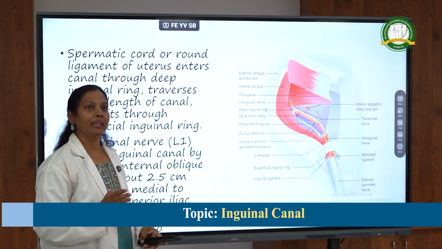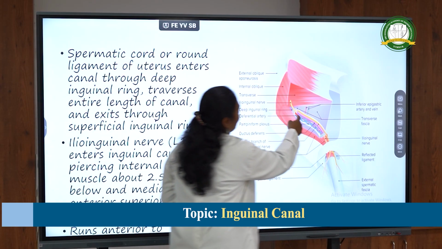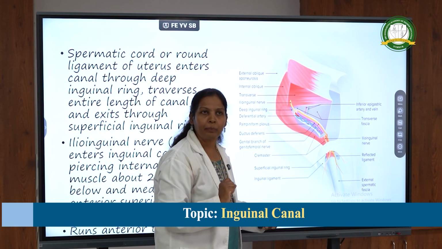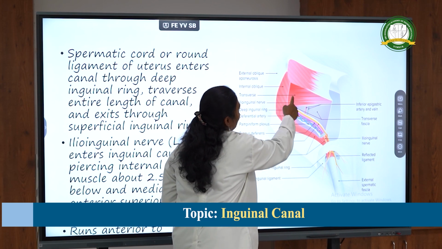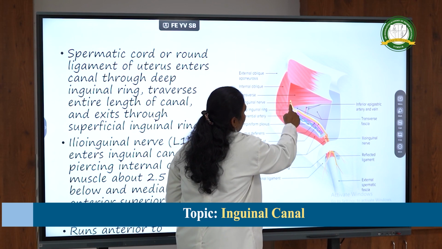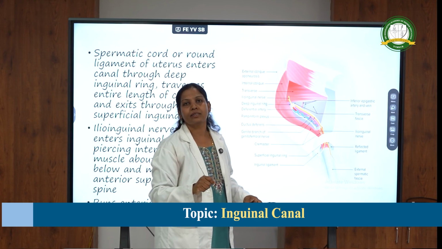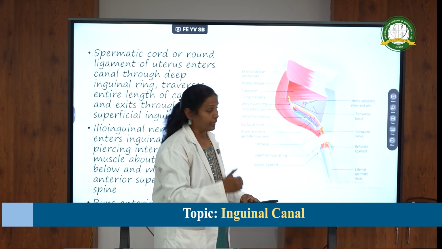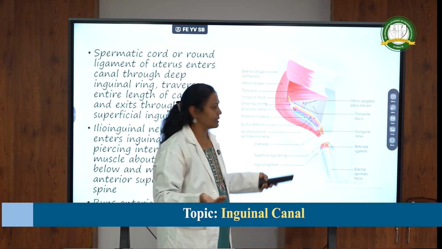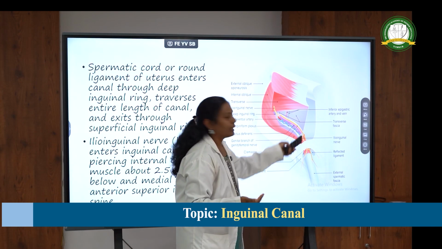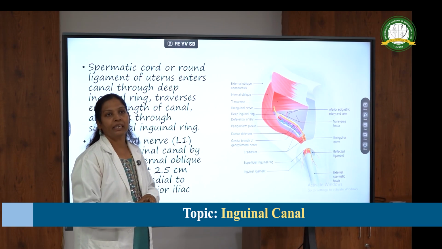Whereas the ilioinguinal nerve is considered a partial content. Why? Because it does not enter the inguinal canal through the deep inguinal ring. Instead, it enters by piercing the internal oblique abdominis muscle. Then it runs anterior to the spermatic cord, or the round ligament of uterus in females, and comes out through the superficial inguinal ring. That's why it is considered a partial content.